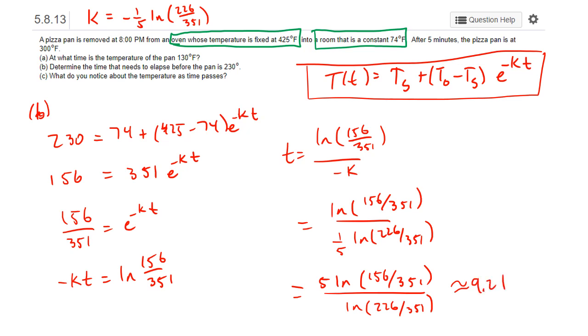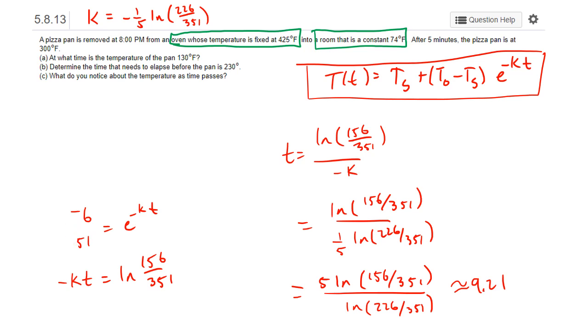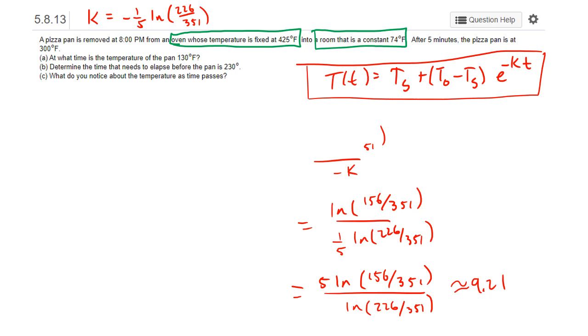After 9.21 minutes, the temperature of the pan will be 230 degrees. Now part C, what do you notice about the temperature as time passes, is pretty vaguely worded. But I'm going to just erase some of this so that I can clear up some space and then look at the equation for Newton's law of cooling. And what we're going to do is we're going to ask what happens to this as time goes on and on, as t gets bigger and bigger.